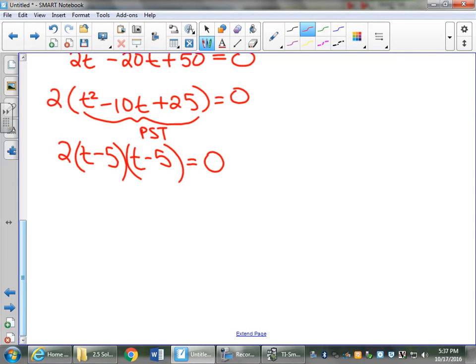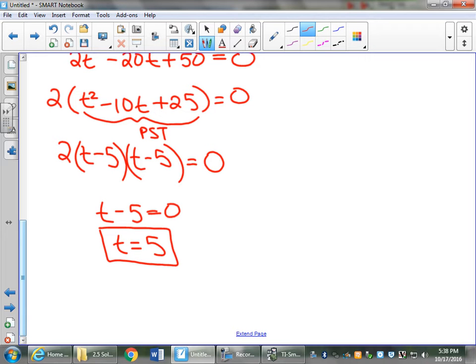But because both factors are the same, you don't have to set them both equal to 0. You're going to get the same solution. And if you set t minus 5 equal to 0, you're going to get t is equal to 5. So we only get one answer for this problem, but that technically is a repeated 0. That solution would count 2 times.